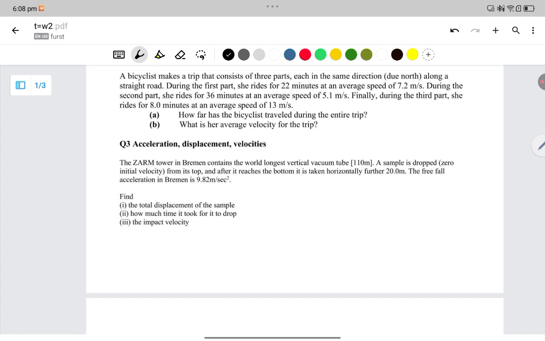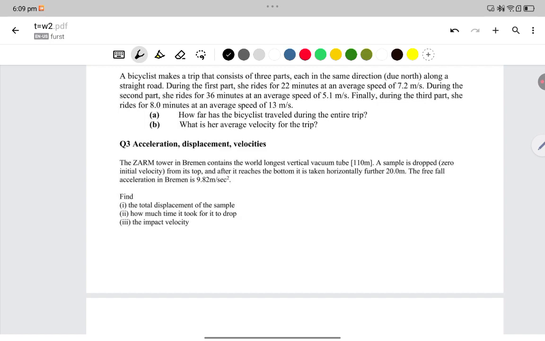The Zarm Tower in Bremen contains the world's longest vertical vacuum tube, 110 meters. A sample is dropped from its top, and after it reaches the bottom, it is taken horizontally a further 20 meters. The free fall acceleration in Bremen is 9.82 meters per second squared. Find the total displacement of the sample.